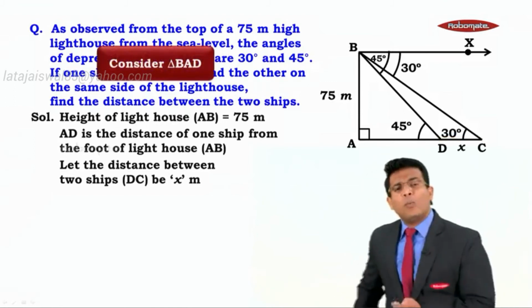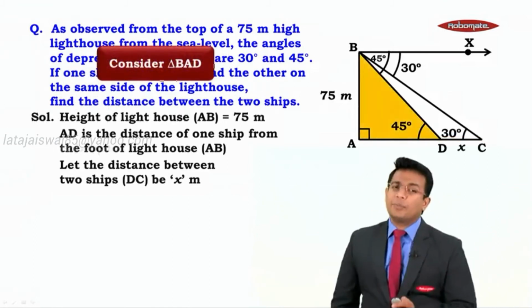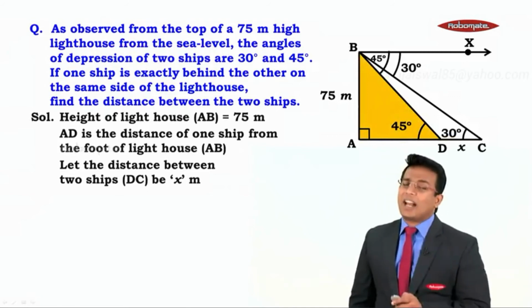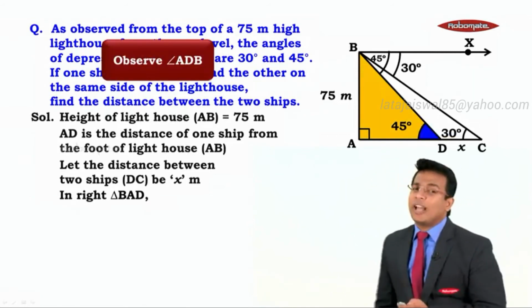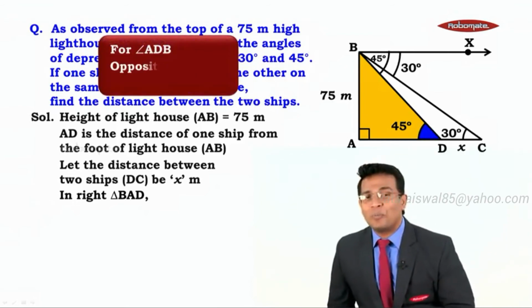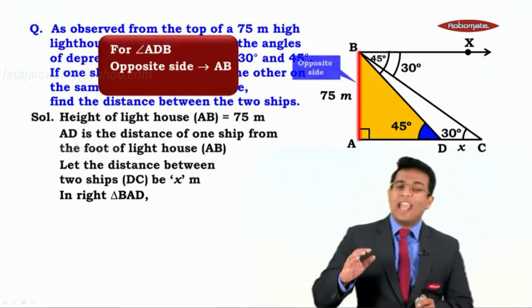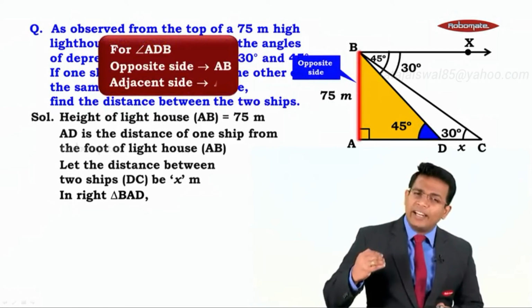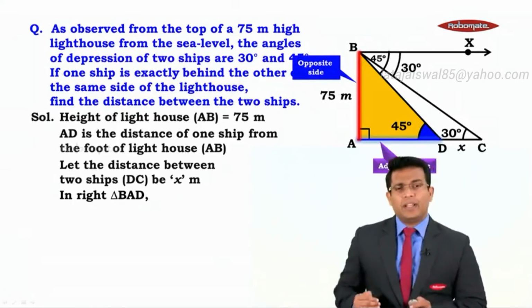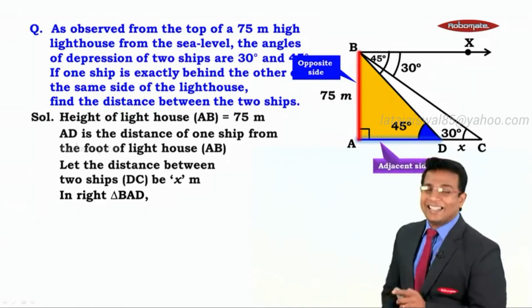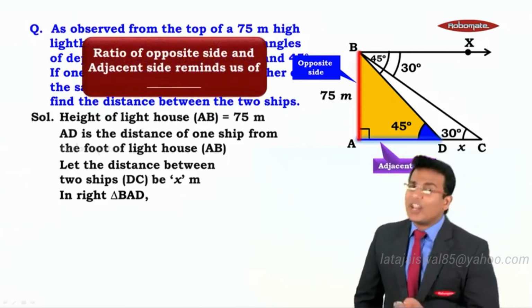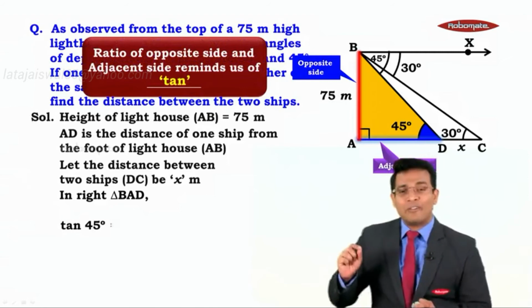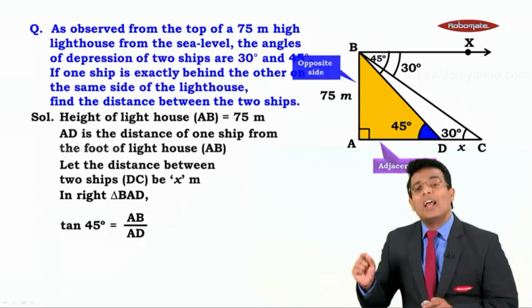Observe. So consider one right angle triangle here. That is BAD. In this right angle triangle, observe for that angle ADB, the acute angle, what do we have? We have the opposite side AB, and we need to find that adjacent side AD. Right, this is going to help us to get that DC. So now observe, opposite side and adjacent side, that means it is tan. So we use tan of 45 is equal to AB upon AD.